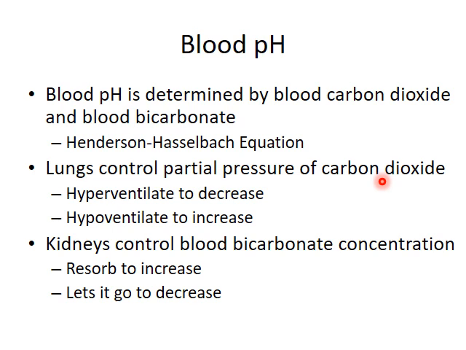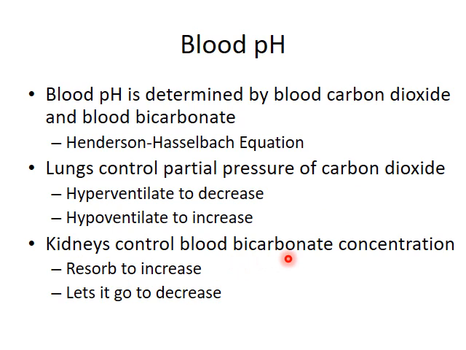Lungs control the partial pressure of carbon dioxide. We hyperventilate, we breathe a whole lot more, and they're going to decrease the blood pH. And we'll show you how that works. Hypoventilate, we're going to leave the carbon dioxide in the blood. We're not going to blow out as much, and we're going to increase the blood pH. Kidneys, we're going to control the bicarbonate, or not the blood pH. We're going to increase or decrease the carbon dioxide. So hyperventilate, we're going to decrease the carbon dioxide. Hypoventilate, we're going to increase the carbon dioxide. More breathing, more carbon dioxide out. Less breathing, more carbon dioxide stays in.